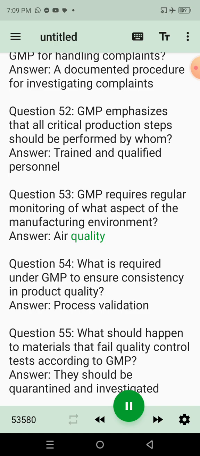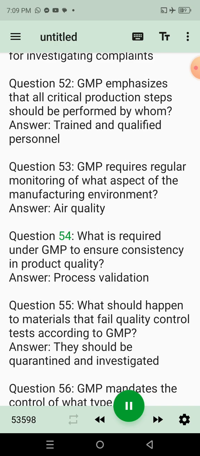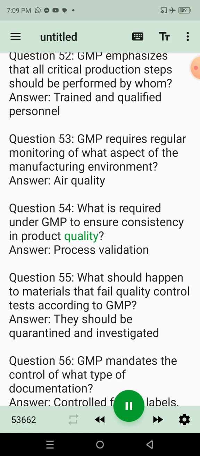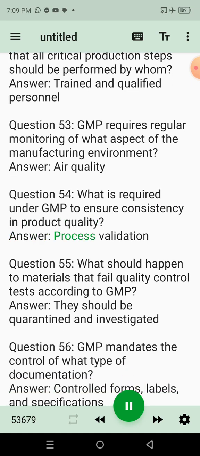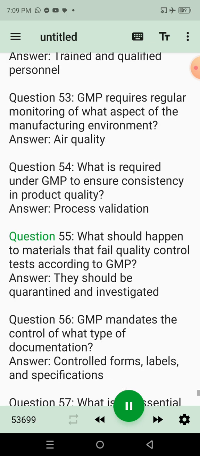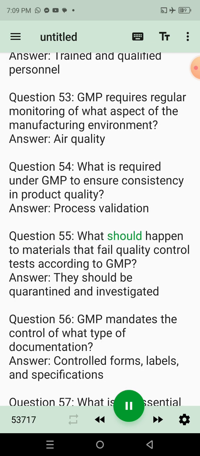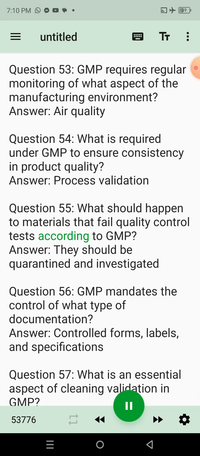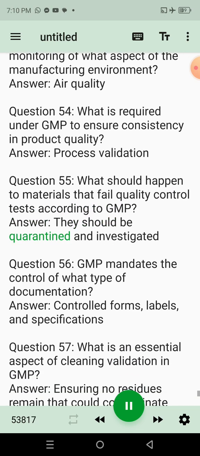Answer: air quality. Question 54. What is required under GMP to ensure consistency in product quality? Answer: process validation. Question 55. What should happen to materials that fail quality control tests according to GMP? Answer: they should be quarantined and investigated.